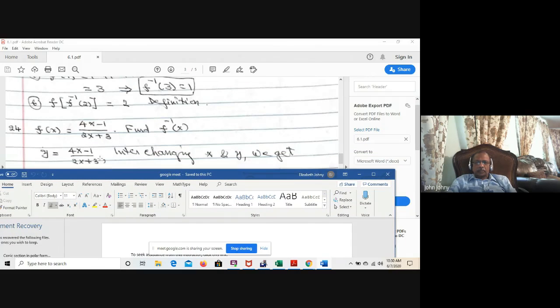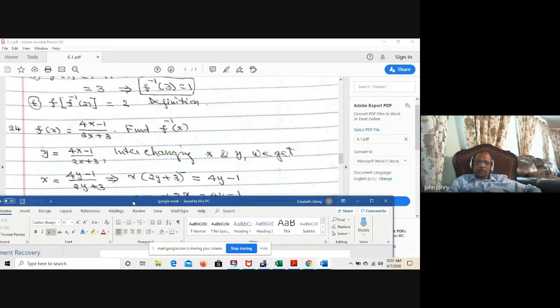So set y is equal to f(x). y is equal to (4x minus 1) divided by (2x plus 3). Second step, interchange x and y. Interchanging x and y, we get x is equal to, y becomes x.